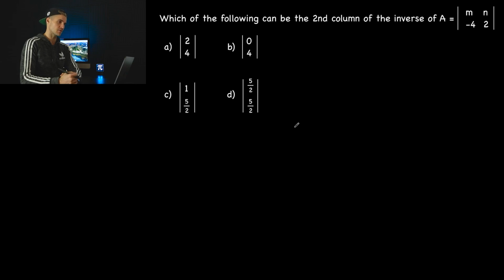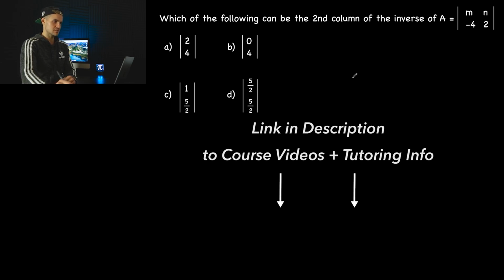Patrick here from All Things Mathematics, and moving on to the next midterm question dealing with matrix algebra. So which of the following, it's going to be a multiple choice question, can be the second column of the inverse of this matrix A right here, M, N, -4, and 2. So this is a good question.